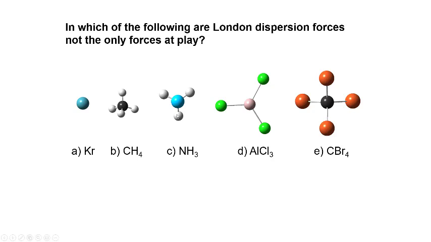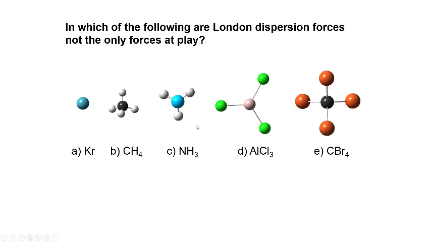NH3. We know that this is going to be trigonal pyramidal, having a lone pair of electrons sticking out of the top. So therefore, we know that this is going to be a polar molecule. Therefore, it'll have London dispersion forces. It will also have dipole-dipole interaction. And since we have hydrogens bonded to a nitrogen, we know that this is also going to have hydrogen bonding. So you're actually going to have three different types of intermolecular forces for NH3.